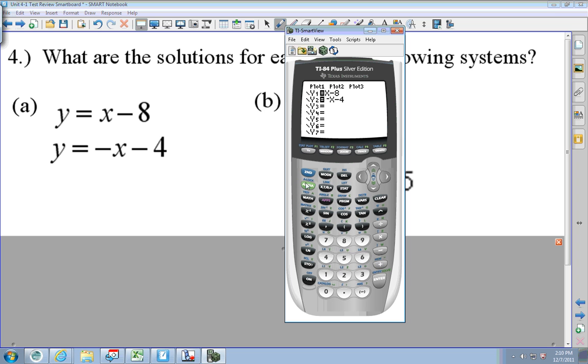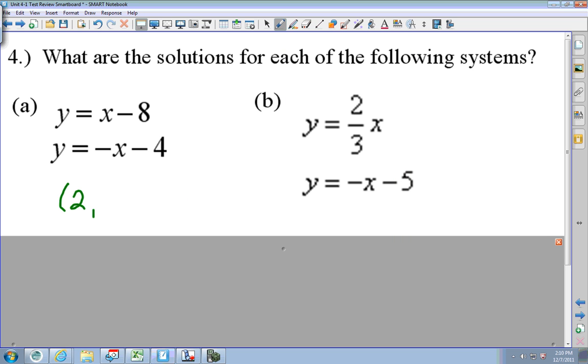Now we can do this one of two ways. We can go to the second graph, we can go to the table, and you're looking to find where y1 and y2 are the same. I see it right here. y1 and y2 are both -6. They're the same. So my answer is (2, -6). So when I go to write my solution, it is (2, -6).